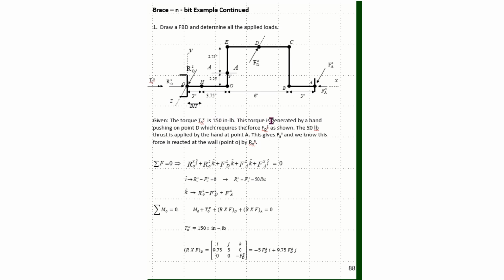This torque is generated by a hand pushing on point D. So up here at point D, we need a force, FD, in the Z direction that will generate this torque. So this FDZ will be going in the negative Z direction, and it will generate this reaction torque, TOX, here. The 50-pound thrust load is applied by the hand at point A. So here at point A, we have an FA in the X direction, and we put it in the negative X direction because we want to push the bit into the wall.